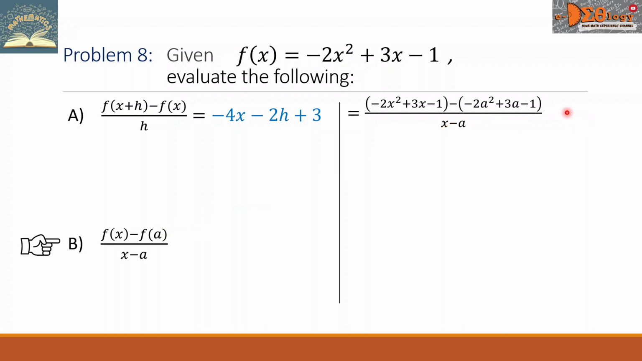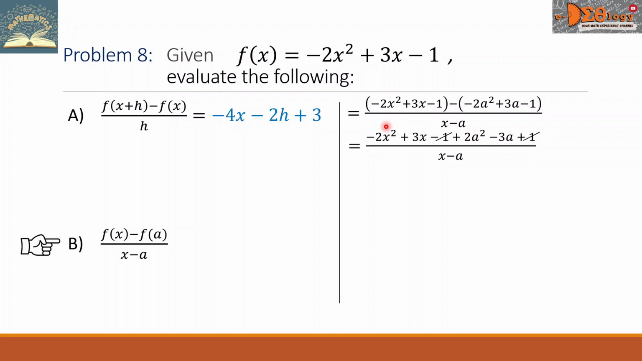Now let us simplify the numerator. Let us remove the grouping symbols. The first group we can remove immediately. For the second group, because of the minus, we need to change the signs of all the terms. The negative 2a squared becomes positive. The positive 3a becomes negative. The negative 1 becomes positive. Let us now combine like terms. Notice that this negative 1 is combined with positive 1, it becomes 0.